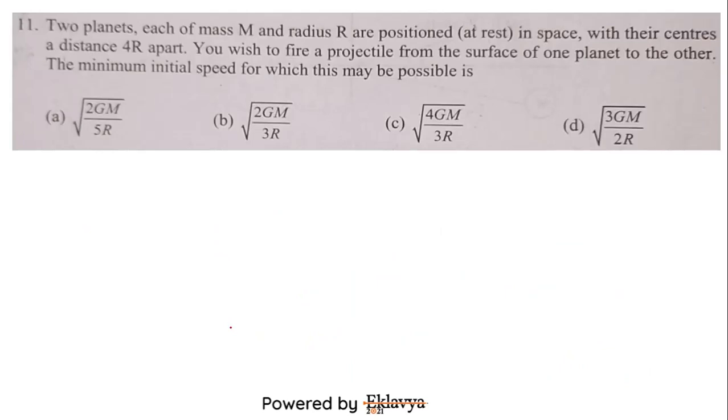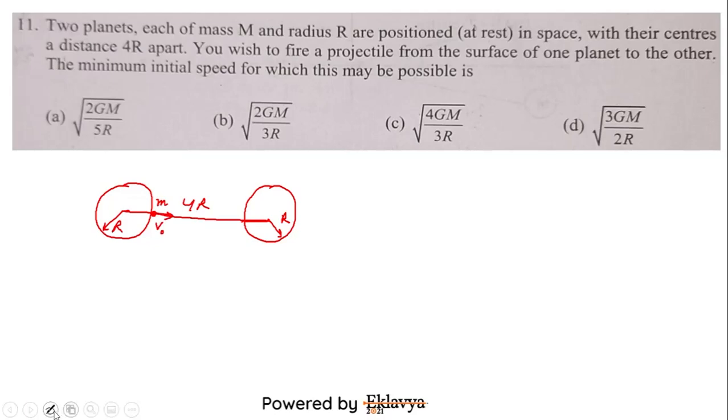So the next question says that two planets, each of mass m and radius r, are positioned at rest in space. Let's say this is a planet of radius r, and at a distance of 4r another planet is positioned, like the distance between the centers is 4r, and this is also of radius r. Now we wish to fire a projectile from the surface of one planet to the other. Our task is to throw a projectile from here with the minimum initial speed. Let the mass of the projectile be small m, and we want to throw it with minimum speed so that it can reach the other planet.